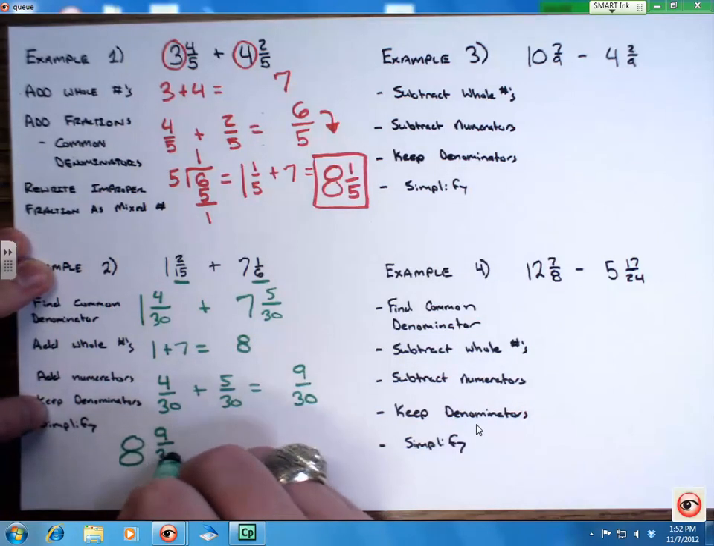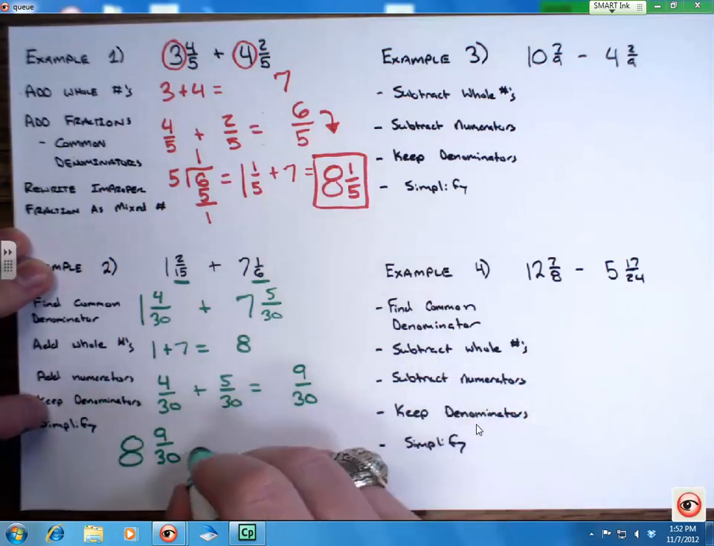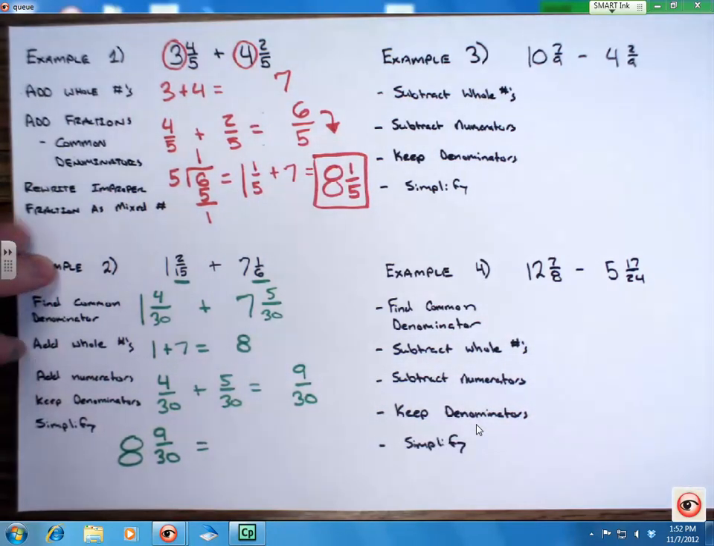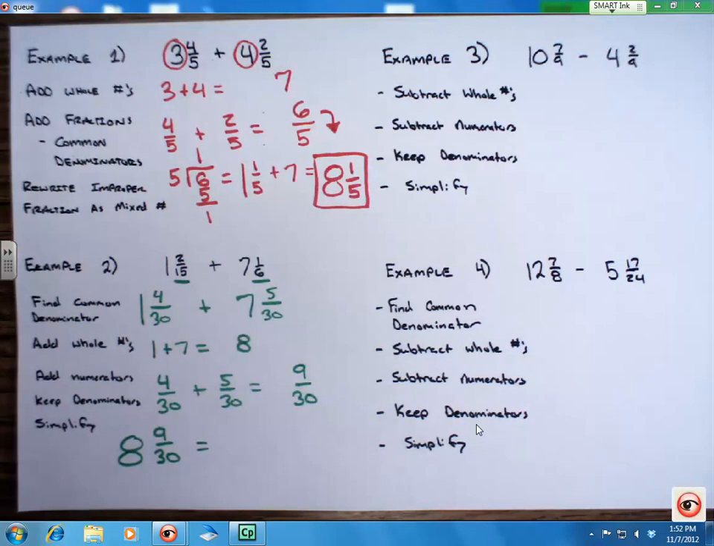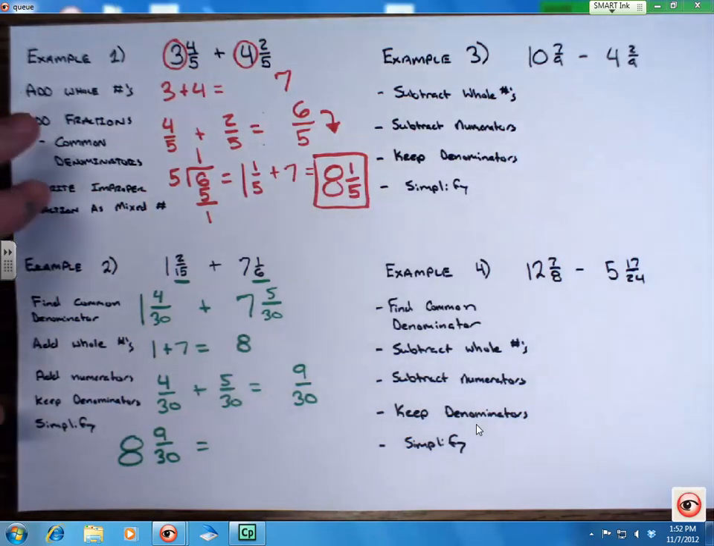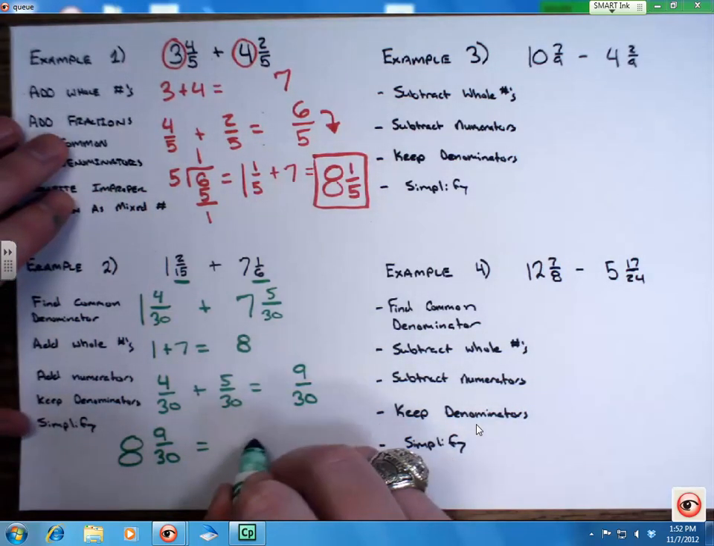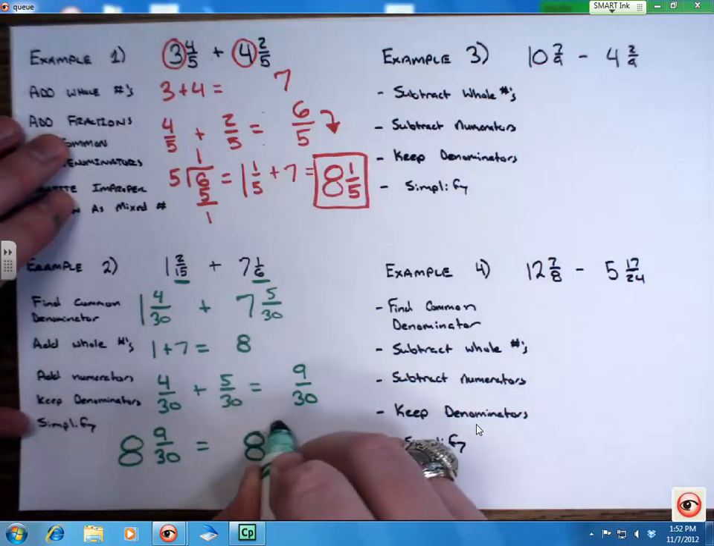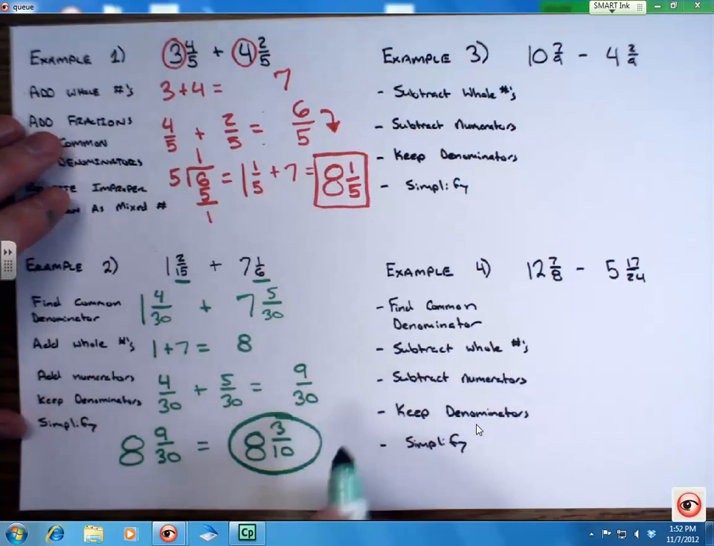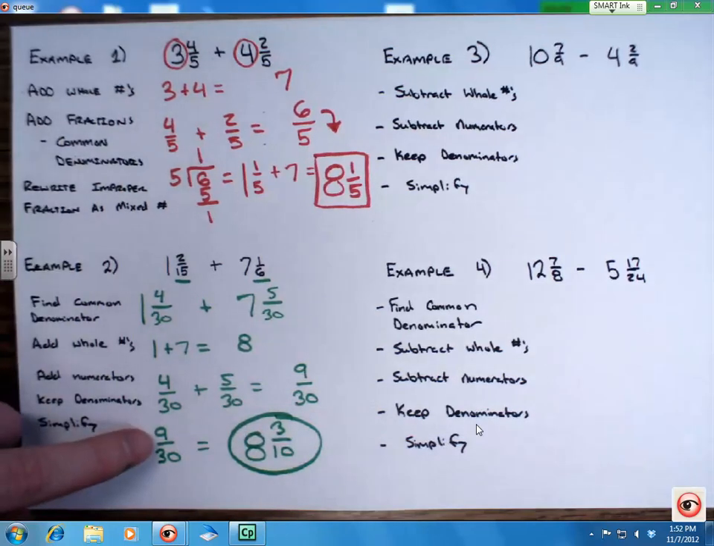Now, are we done? No. Because we can simplify that. What is 8 and 9/30 going to simplify to? Yeah, what do you think? It's going to be 8 and 3/10. Now, how do we know that? Well, because 9 divided by 3 is 3, and 30 divided by 3 is 10.